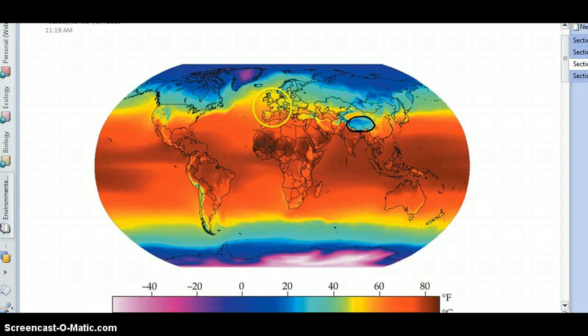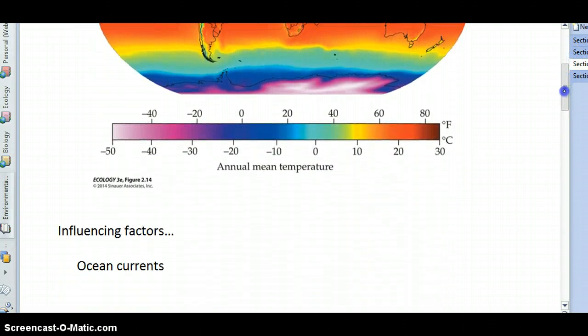Look at Northern Europe. It's a bit warmer than some comparable latitudes. The west coast of South America, you can see, is a bit cooler compared to comparable latitudes. So, why is that? Well, let's go through some of the reasons that can cause a particular area to be a little cooler than it would otherwise, or a little warmer than it would otherwise be.